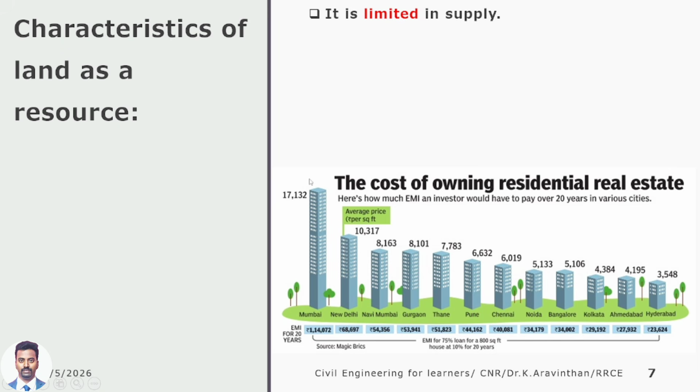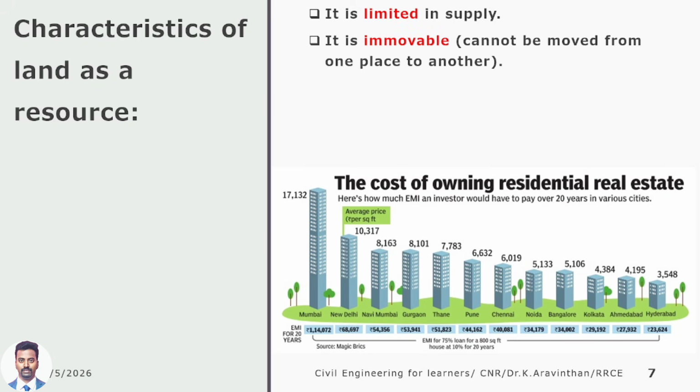In India, Mumbai is a place. This is for the past 20 years, from 2000 to 2020. This statistics is taken and this is the report of 2021. You can see the richest place is Mumbai. It's averaging around 17,132. You can see Bangalore cost of land per square feet is 1,106 on average.